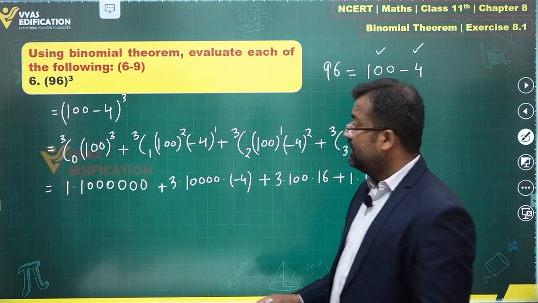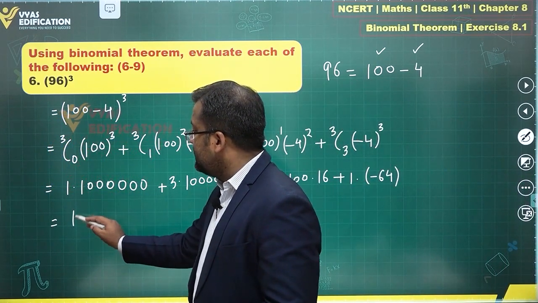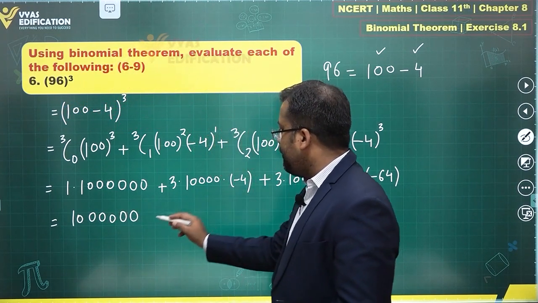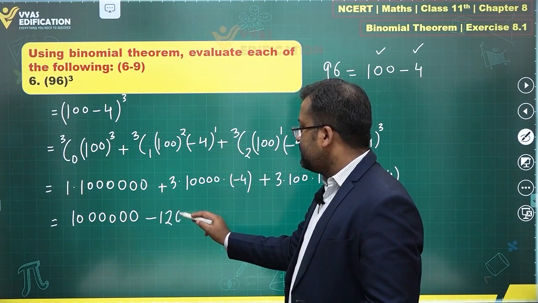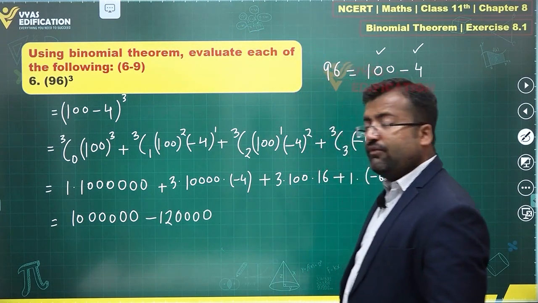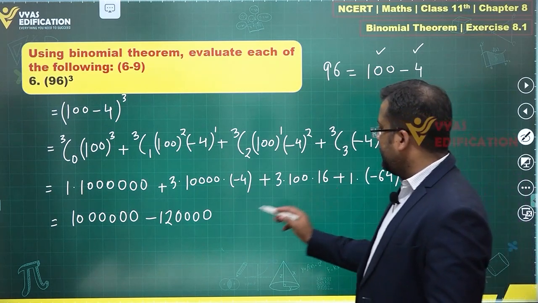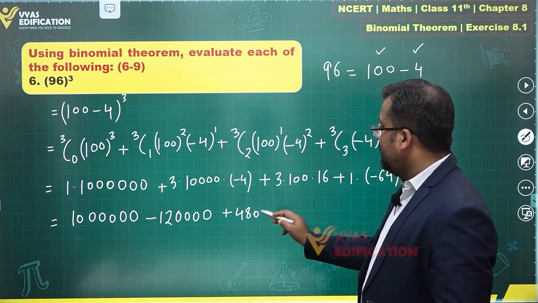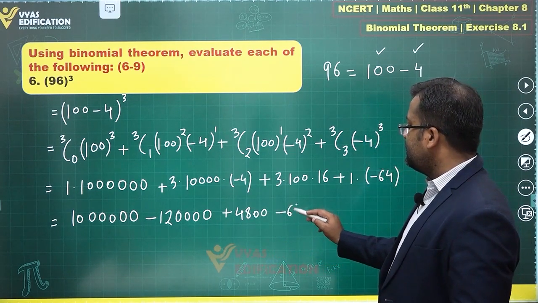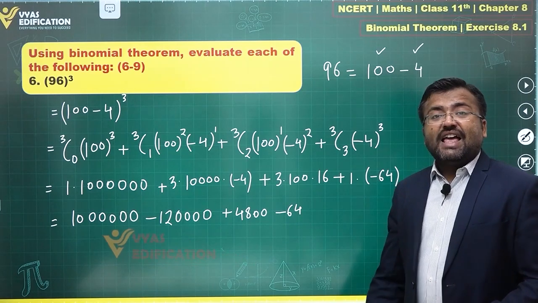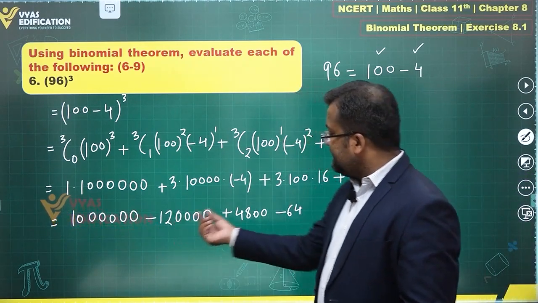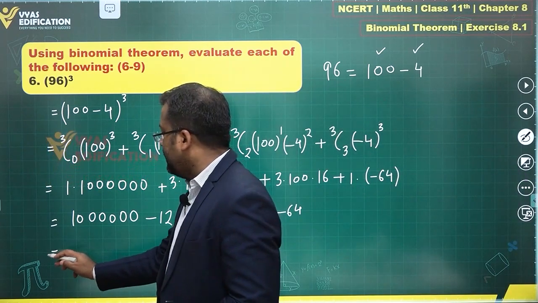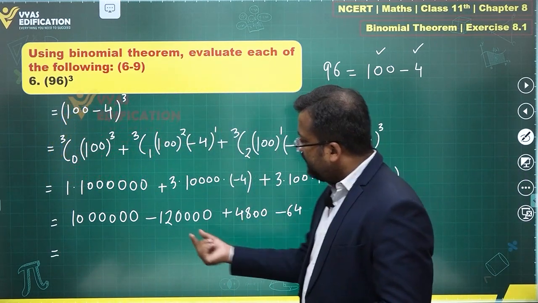Simplified further, 1 times this is the same: 1, 2, 3, 4, 5, 6 zeros. You have minus 12 times 12 with 4 zeros accompanying it. Then you have 3 times 16. What's 3 times 16? 48, and you have 4800. What next? You have minus 64. Let's add up the terms having plus sign and the terms having minus sign together. Let's bring them together.